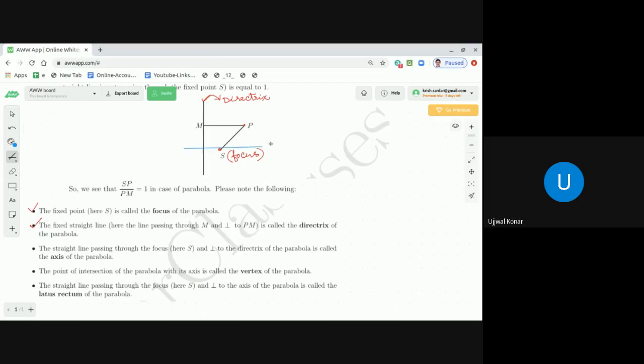So it looks like perpendicular. Let me draw it properly. Yeah, this is the blue line. What you see, dear students, it is actually the axis of the parabola. I hope it is clear, dear students.